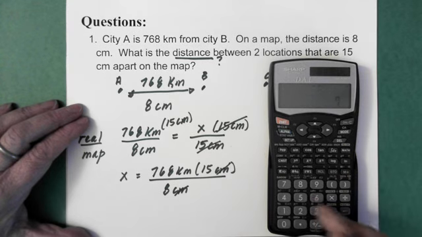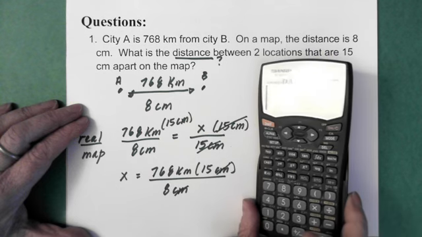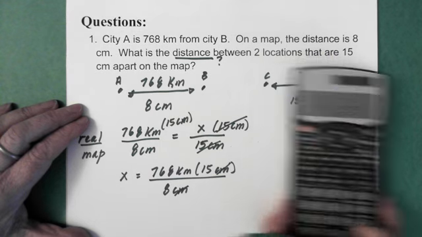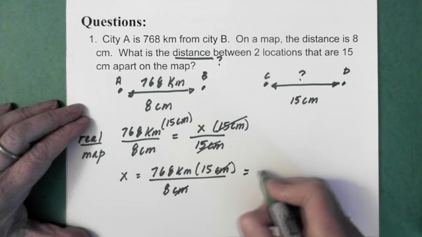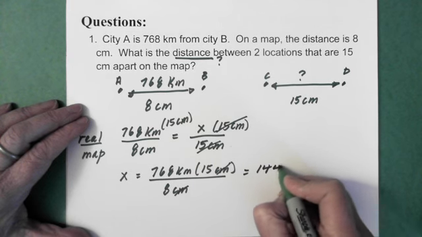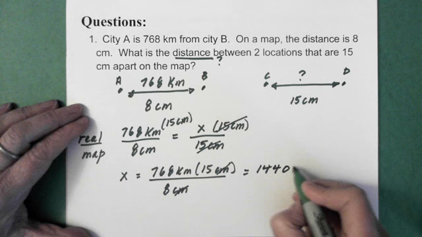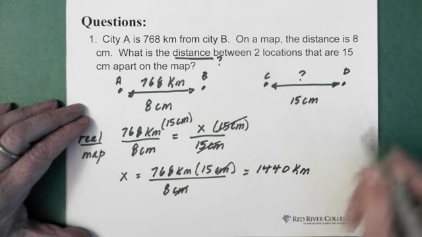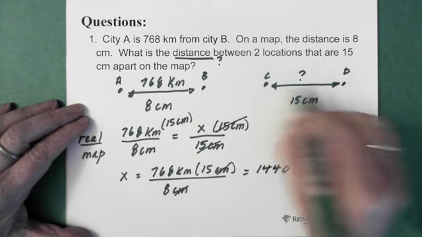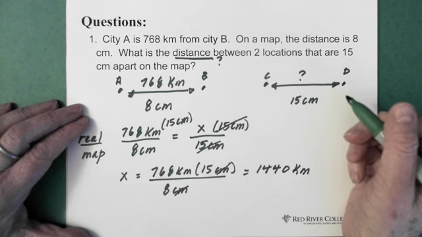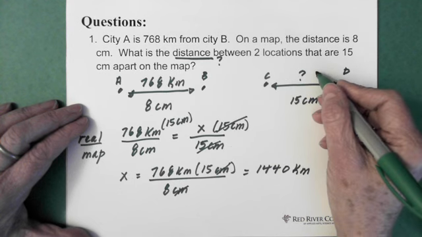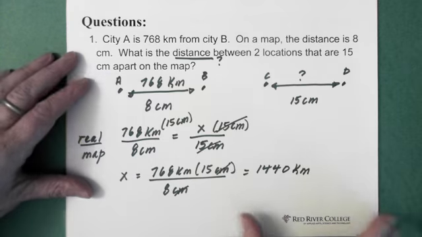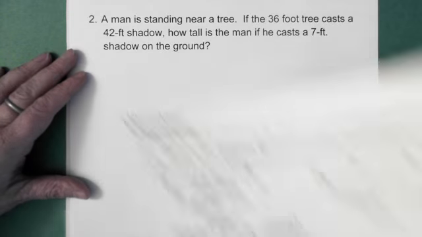So now we take 768, multiply it by the 15, divide it by the 8. And we get 1440. So that distance is 1440 and our units are kilometers. So the distance between these two cities that were shown as 15 centimeters on the map is 1440 kilometers. Now let's look at the next question.